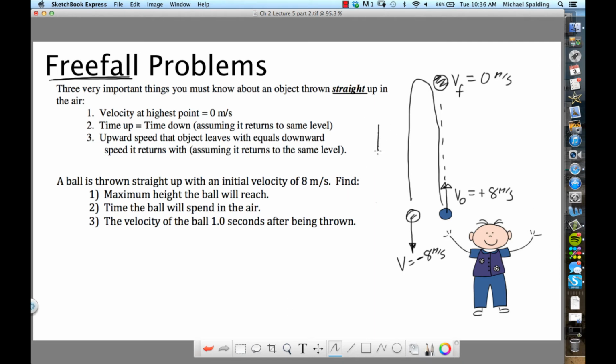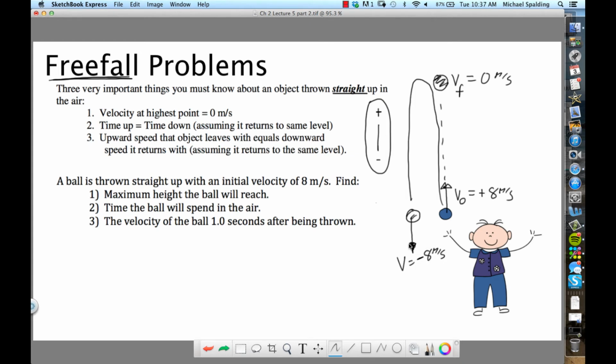Our sign convention for the vertical: up is plus, down is minus. So when it returns, it's going down at 8 meters per second. And by the way, remember last week we talked about speed and velocity? The 8 is the speed, and if you add a direction to that, then it becomes velocity. Speed is the magnitude of velocity.